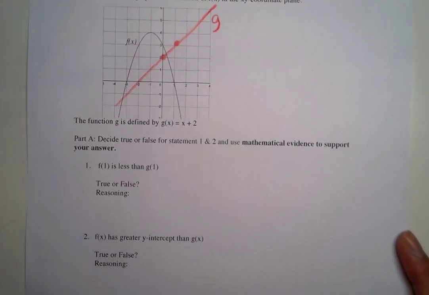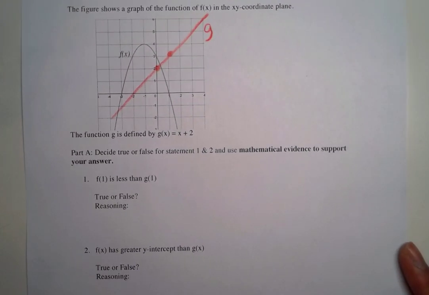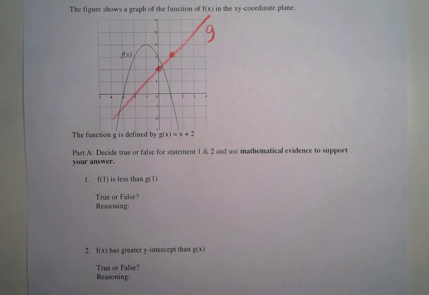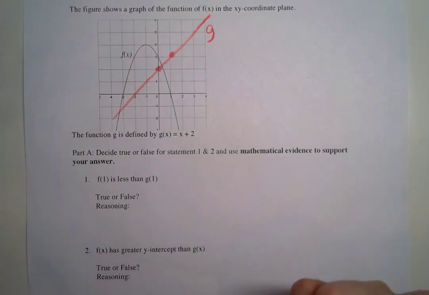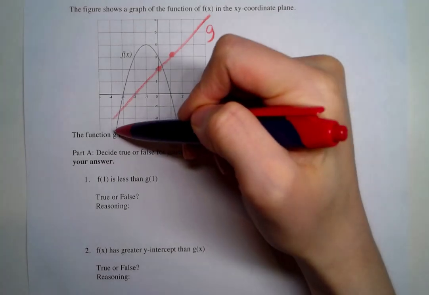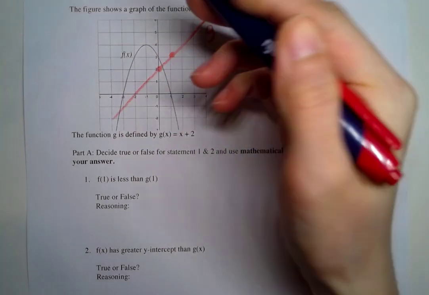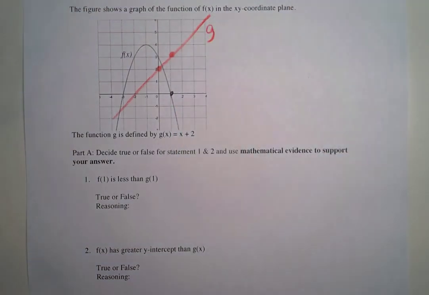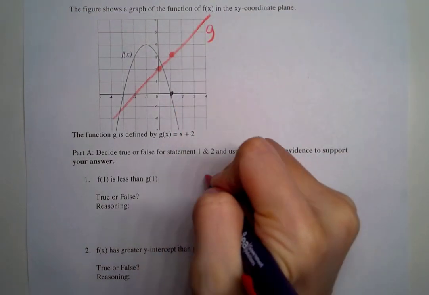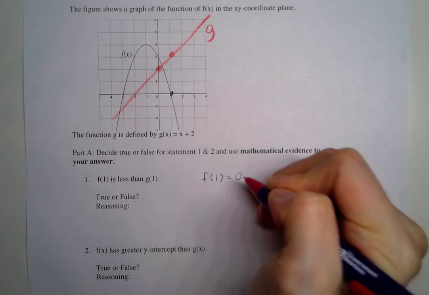So number 1. What's the question? f of 1 is less than g of 1, true or false? Then we need to get f of 1 and g of 1. To get the function value, you need to go to the function. My f is this parabola, so you go to 1. Then what's your function value? It's just 0. So f of 1 is 0.